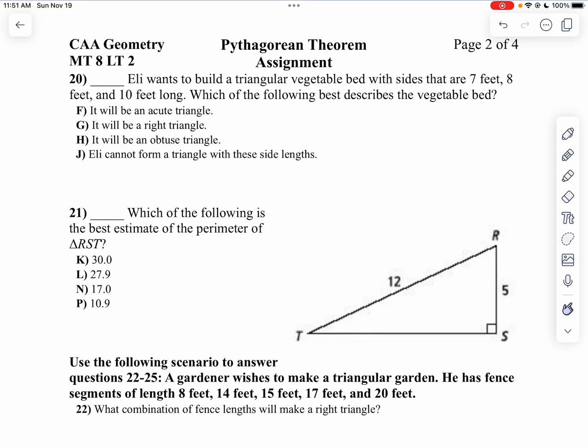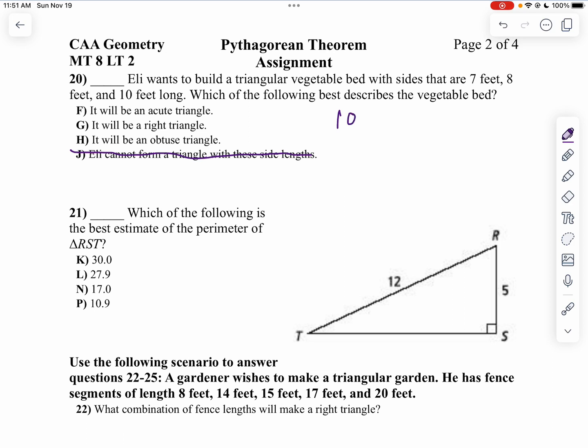Let's take a look at page 2 of your seminar. Start with question 20. Does that form a triangle? 7 plus 8 is 15. That's bigger than 10. So that forms a triangle, so we can throw out letter J. That's not possible. Now we'll look at the converse Pythagorean theorem.